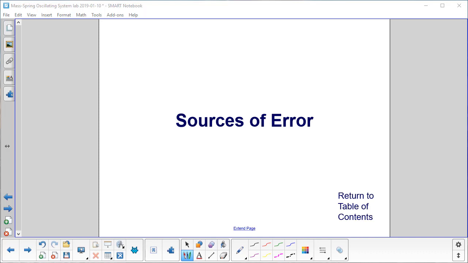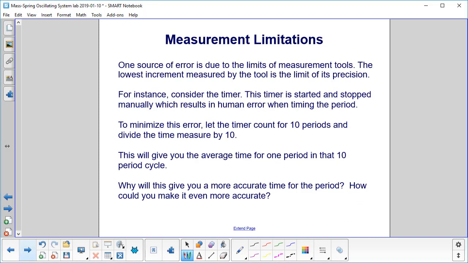Sources of error. One source of error is due to the limits of the measurement tools. The lowest increment measured by the tool is the limit of its precision. For example, consider the timer. The timer is started and stopped manually, which results in human error when timing the period.